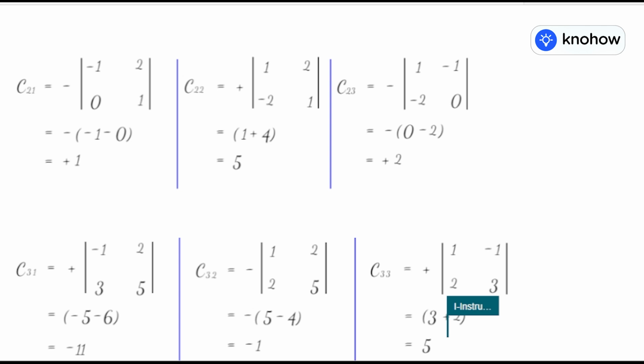So what is the value of finally adjoint A? Adjoint A is the transpose of the corresponding cofactors. Replacing, the values of C11, C12, C13 are 3, minus 12, 6. In the second row you have calculated 1, 5 and 2. In the third row the cofactors are negative 11, negative 1, 5. We have to find the cofactors. Never forget to take this transpose.